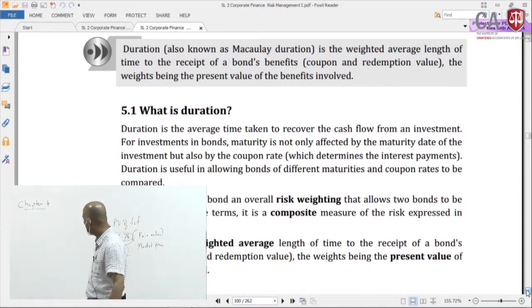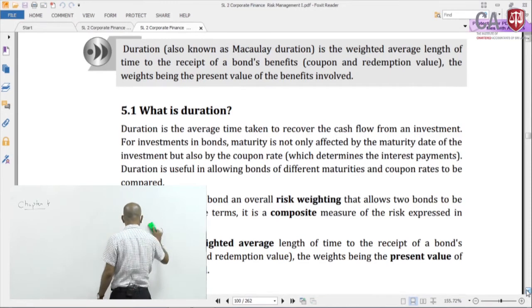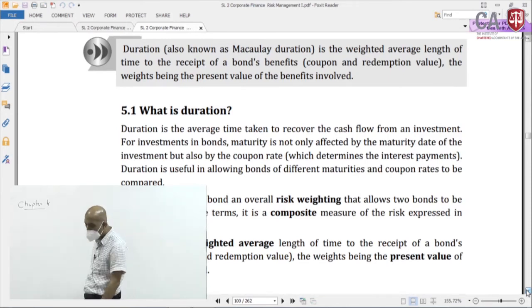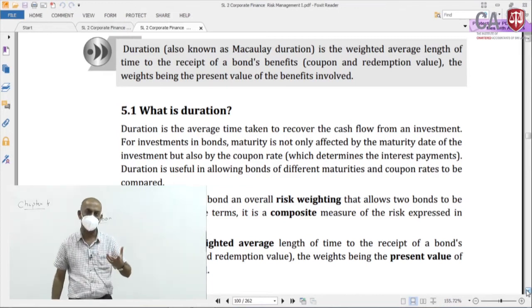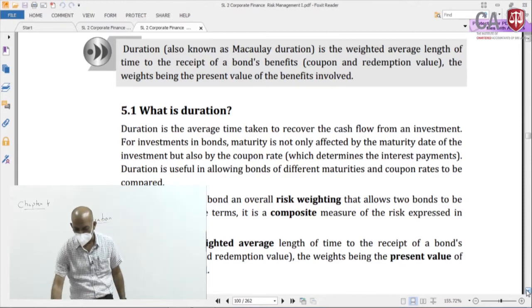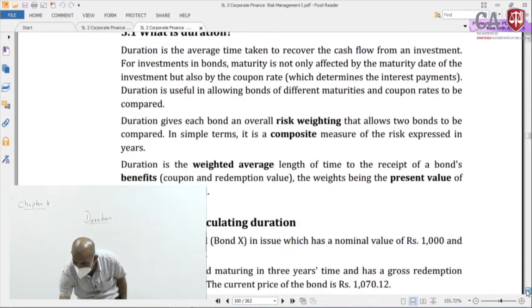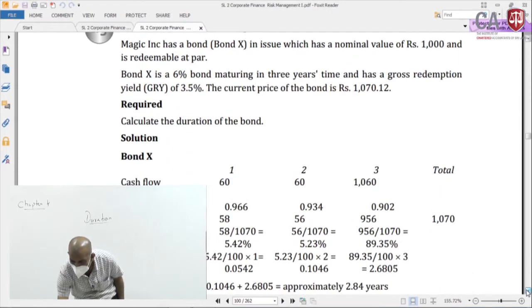Then there is another concept people use in the bond market or bond investments, called duration. It's actually an average time period of your investment. So how do you calculate that? You can read out the theory side of it. You can look at the example here.